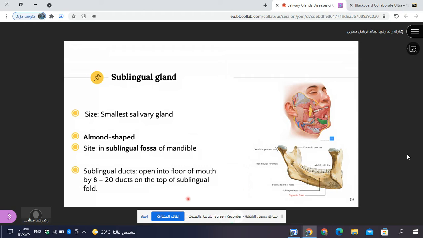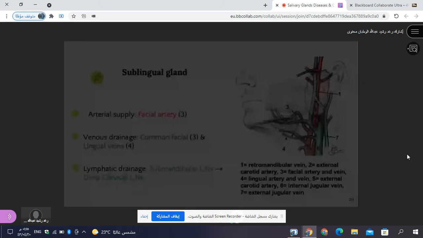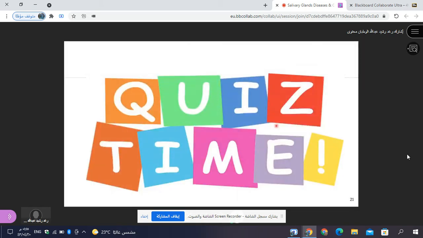Regarding the sublingual ducts, we have 8 to 20 ducts that open into the floor of the mouth at the sublingual fold. If you remember this picture from the GIT course, it shows the lingual vein and the duct, and this is the picture of the sublingual gland itself. As we said, the arterial supply is similar to the submandibular gland. So we have the facial artery for arterial supply, the common facial vein and lingual vein for venous drainage, and lymphatics through the submandibular lymph nodes that drain into the deep cervical lymph nodes. So that's it regarding the anatomy.